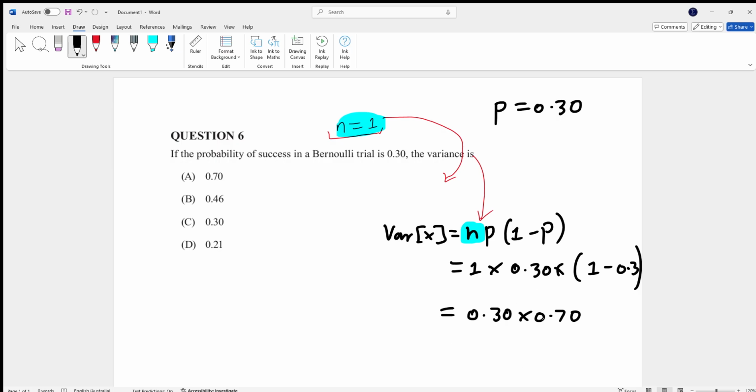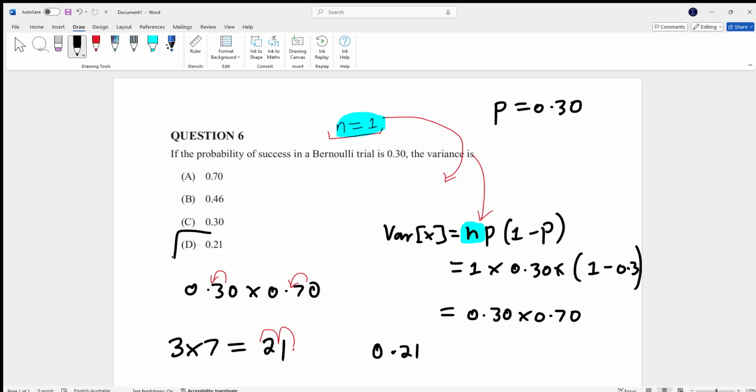A quick trick you can do with decimals when you're multiplying them: don't worry about the decimals, just look at the numbers. So first of all, what is 3 times 7? 3 times 7 is 21. Then we look at the decimal places. We have 1, 2, so we move the decimal point that many places. So the answer is 0.21, which is option D.